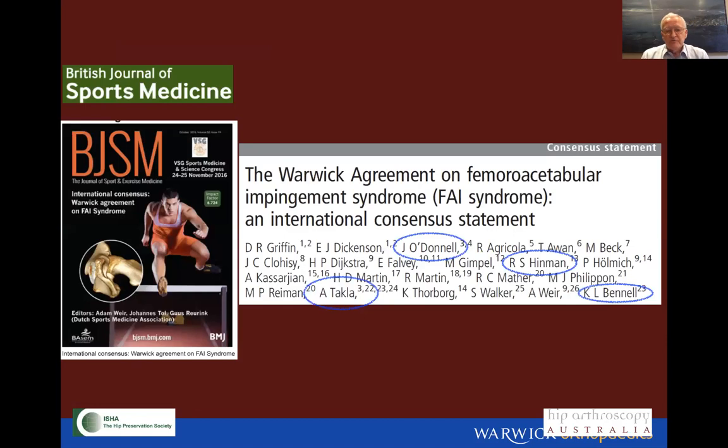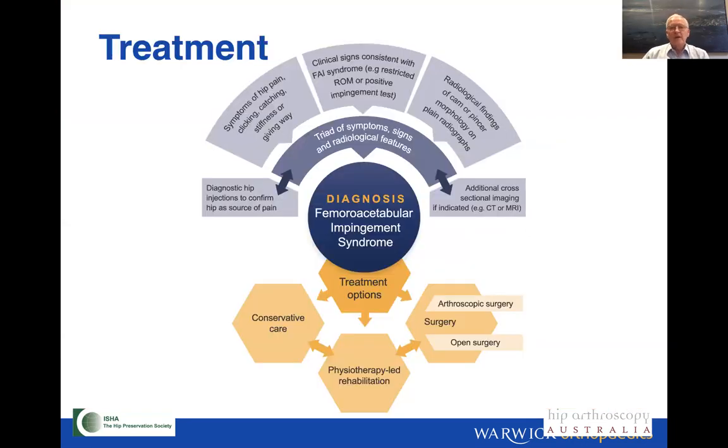There's been considerable confusion regarding the terminology, and in 2016, a large group of us, including surgeons, physiotherapists, sports doctors, radiologists, patients, got together to try to come up with a coherent system, and this was published in the British Journal of Sports Medicine. One of the important things that I'd like to draw to your attention is that in order to have a diagnosis of femoroacetabular impingement syndrome, there are three requirements. There must be symptoms, there must be signs, and there must be consistent imaging findings.